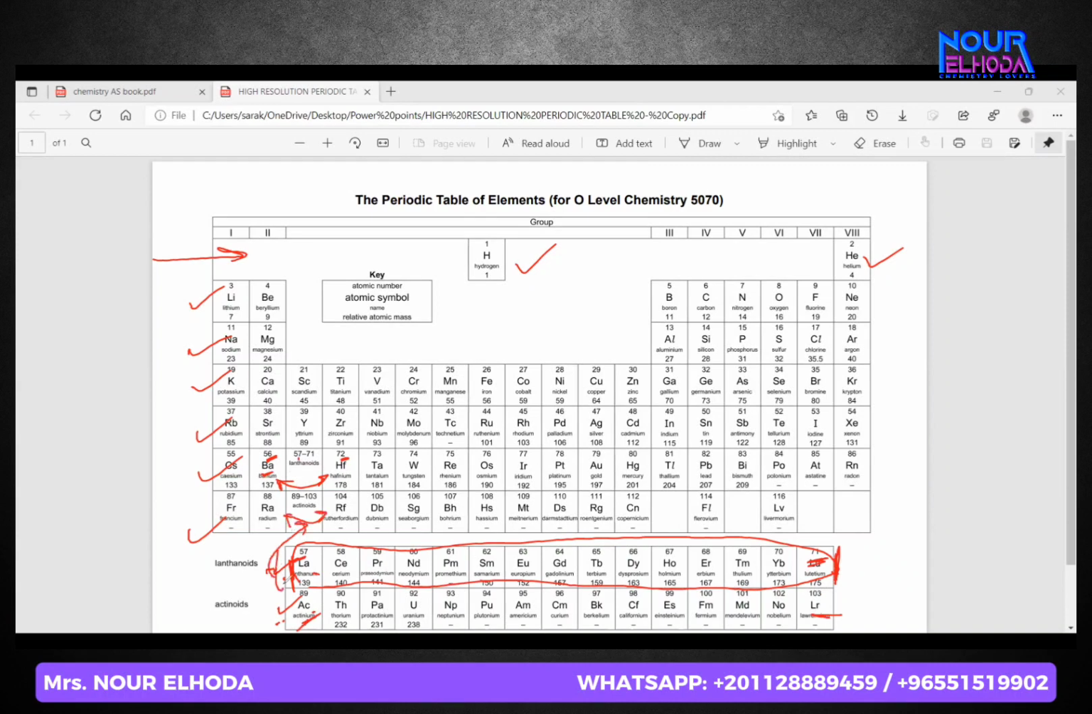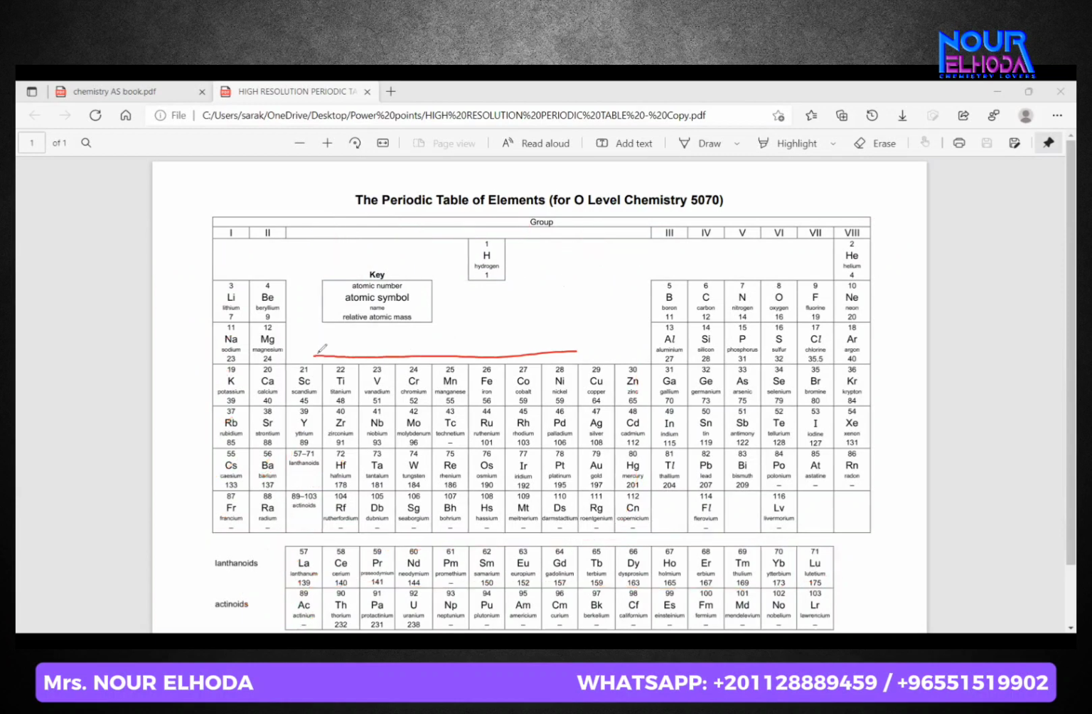No, they are originally here. But you will ask me, Miss, why did we put them down? Just for the appearance of the table to be better, but that's all. Okay? You will ask me, Miss, what about these? They don't have group numbers. No Roman letters, no Roman numbers are here. Why? Because the transition metals don't have a group. They don't have group numbers. That's why they are not going to work with the rule I will say now.